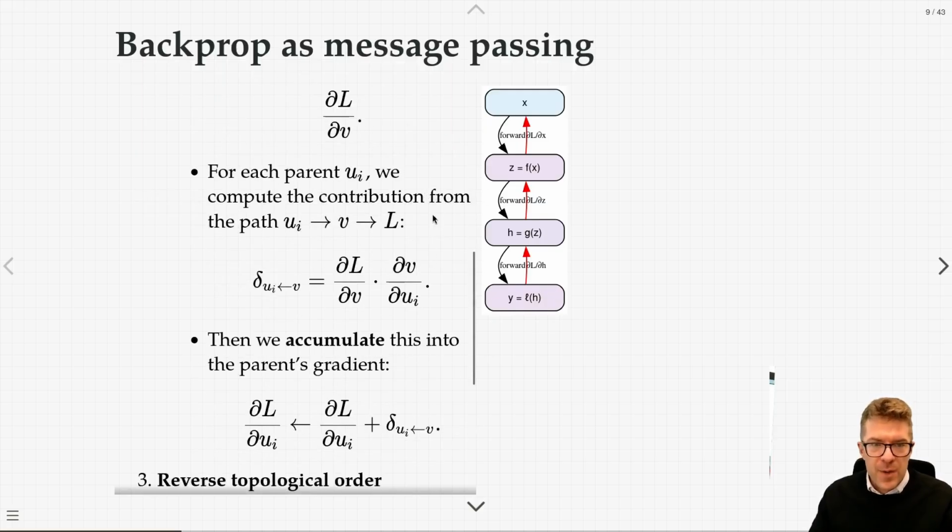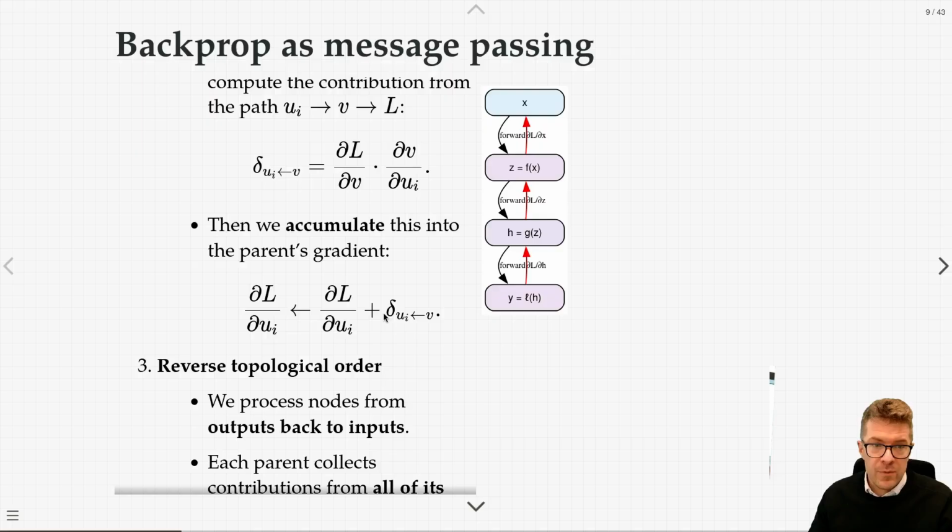So for each parent u, everything further back in this network, we want to compute the contribution from it through intermediate nodes v all the way to the big loss L. This is what I just mentioned a moment ago. You have this message which goes from v to u sub i, and that's going to be the derivative of L with regards to v times the derivative of v with regards to u sub i. So I want L with regards to u sub i, and I can construct it using the chain rule out of these partial derivatives.